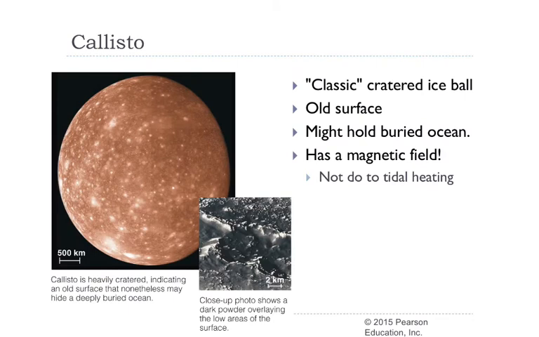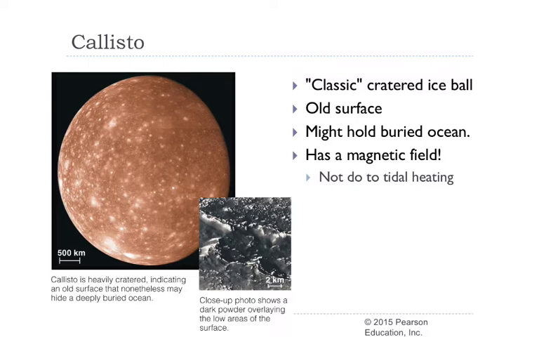So let's start off with Callisto. Callisto is kind of just a cratered ice ball. Old surface, and we see that because there is a lot of cratering still on it. And we see that it has a magnetic field. And this leads us to believe that maybe it might have a buried ocean underneath.